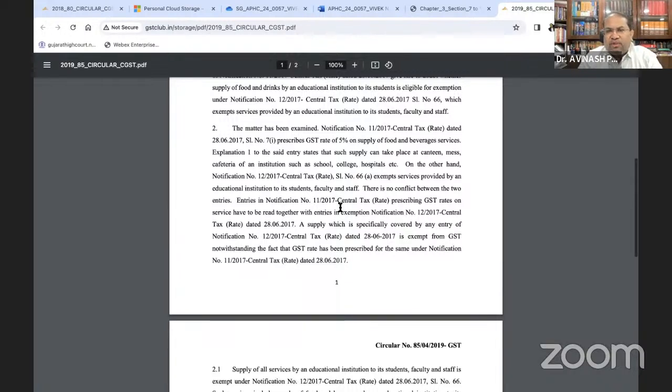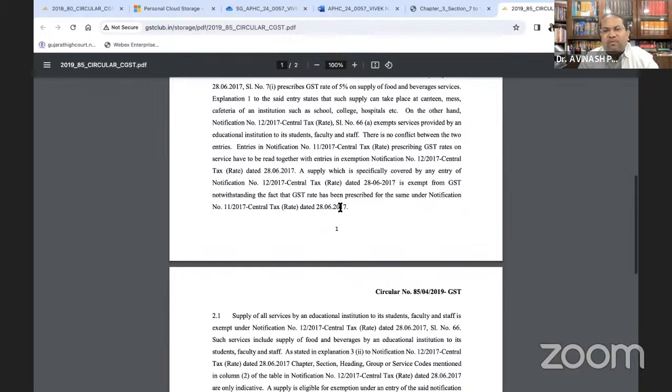Notification number 11 of 2017, dated so and so, serial number 71, prescribes GST rate of 5% on supply of food and beverages services. Explanation 1 to the said entry states that such supply can take place at canteen, mess, cafeteria of an institution such as school, college, hospitals, etc. On the other hand, notification 12 of 2017, serial number 66, clause A, exempts services provided by an educational institution to its students, faculty, and staff. There is no conflict between the two entries.